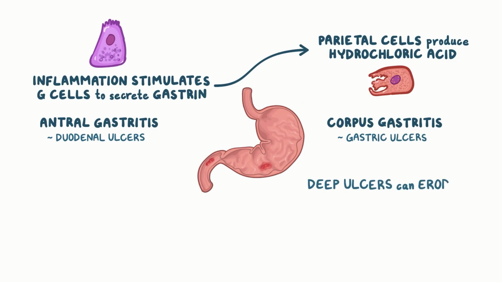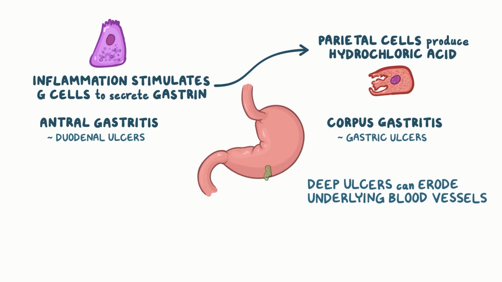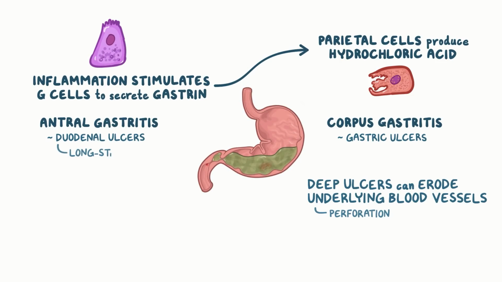Very deep ulcers can erode underlying blood vessels and may even erode all the way through the wall of the stomach, or duodenum in particular, causing a perforation. Finally, and very rarely, long-standing duodenal ulcers in the pyloric canal can sometimes have so much edema or scarring that they obstruct the normal passage of gastric contents into the duodenum.